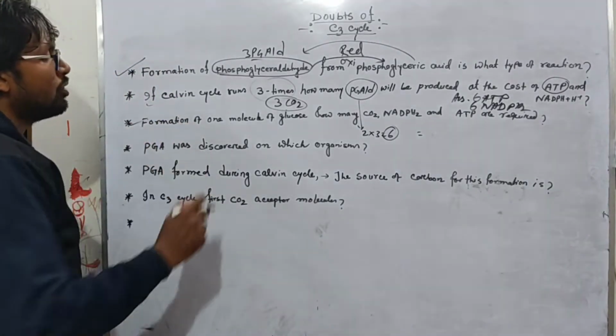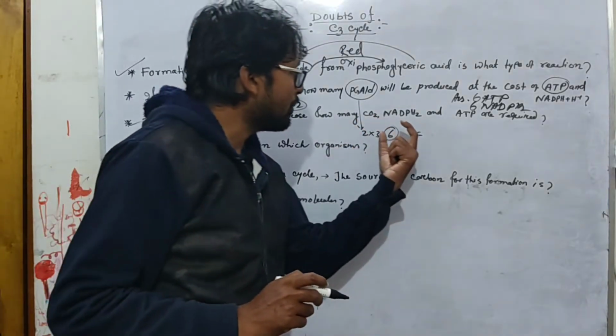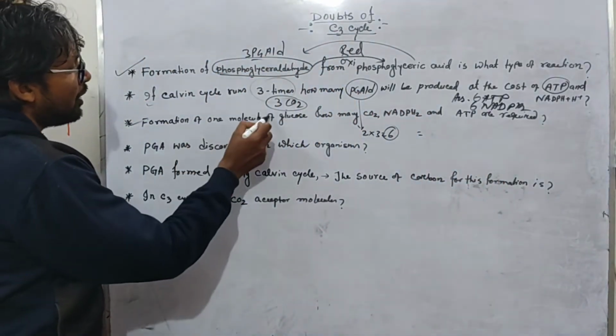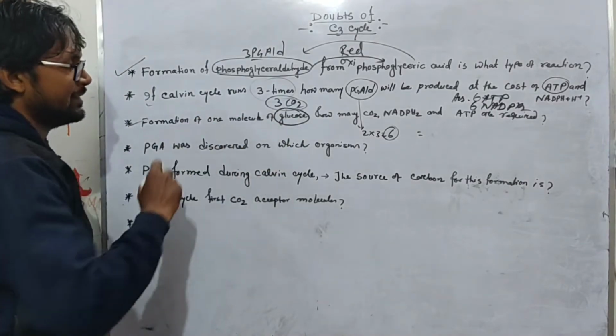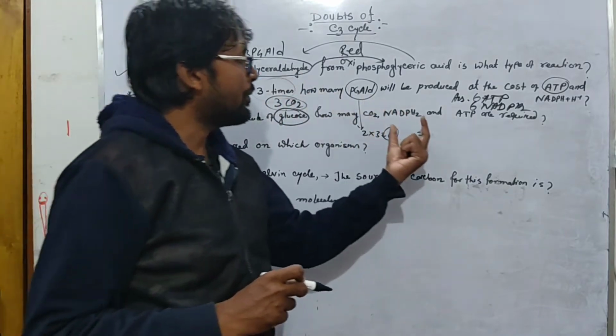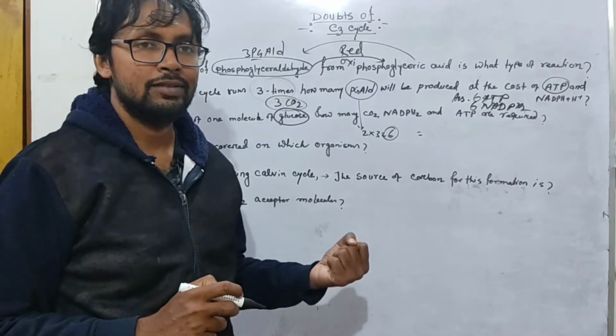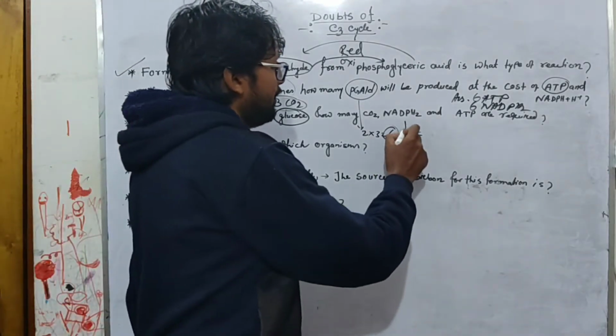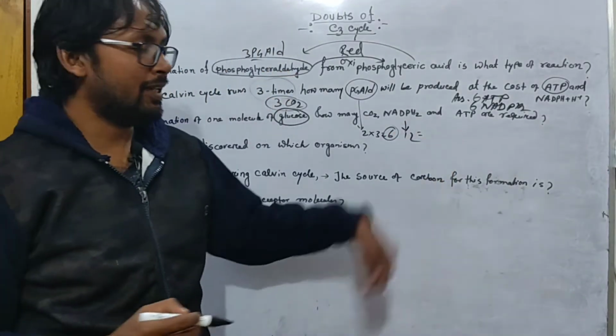Formation of 1 molecule of glucose, how many molecules of carbon dioxide, NADPH2 and ATP are required? We have already discussed it. How many molecules of carbon dioxide? 6. How many molecules of NADPH2 are required? For 1 glucose, it is 12, and ATP it is 18.